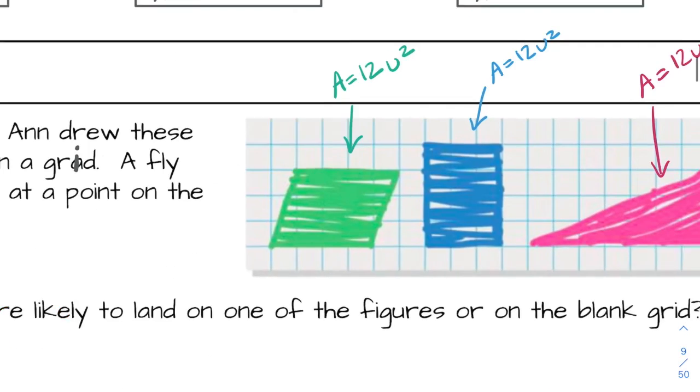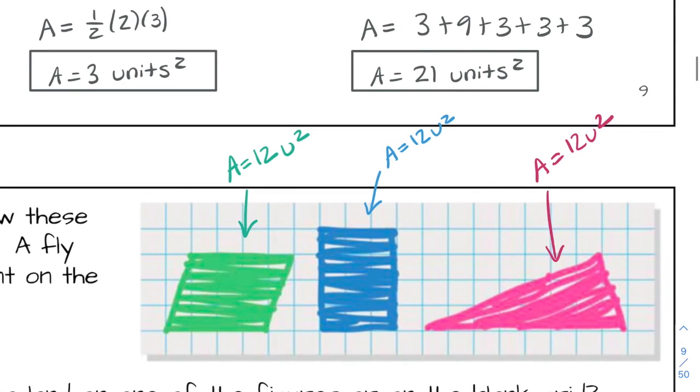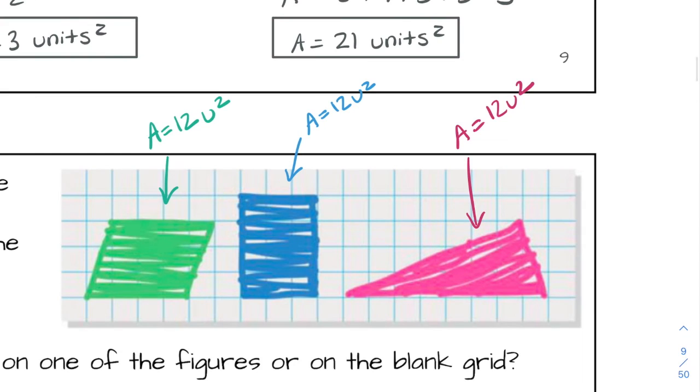is equal to 36 units squared. 12 plus 12 plus 12. Let's take a look at the whole grid. The grid is, let's see, 2, 4, 6, 8, 9, 10, 11, 12, 13, 14, 15, 16, 17, 18, 19, 20, 2, 4, 6. It's 20 by 6.